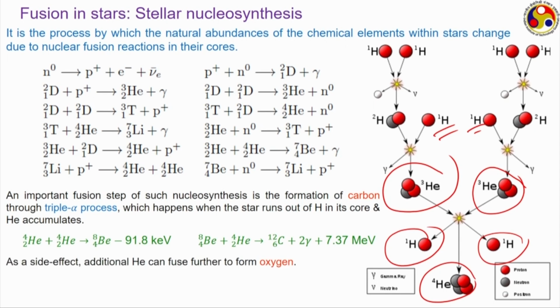As a byproduct of this reaction, we can also have oxygen, where this 6C12, the carbon, can react with another helium to produce 8O16, which is also an exothermic reaction, because it is giving you 7.16 MeV of energy as output.